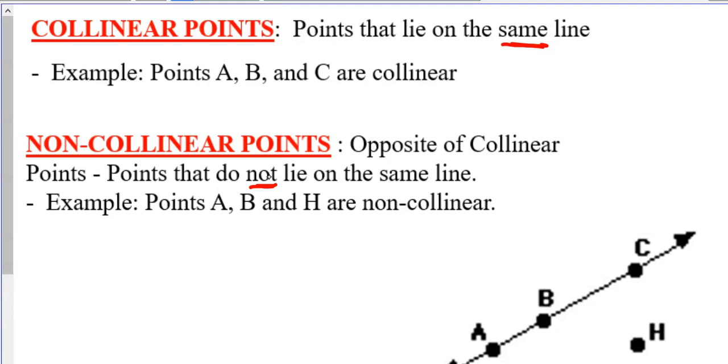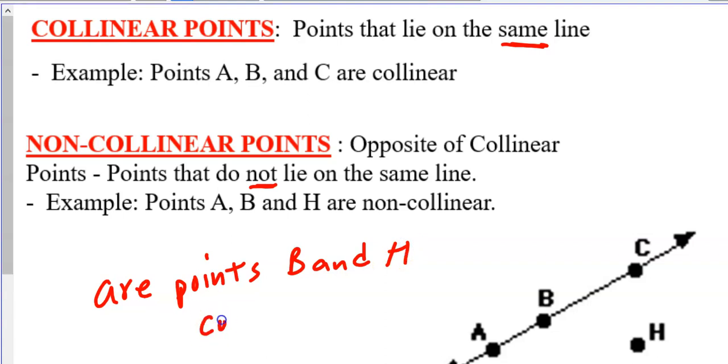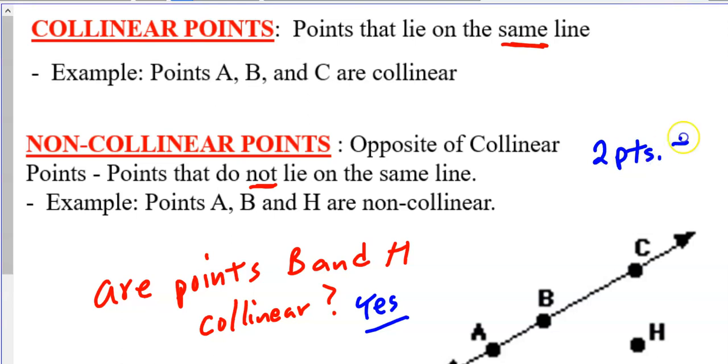So before we move on, though, question for you. Are points B and H collinear? Think about that just a moment. Obviously, the answer is really yes or no. A lot of people here might say no, but the actual answer is yes. Definition of a line: it takes 2 points to form a line.